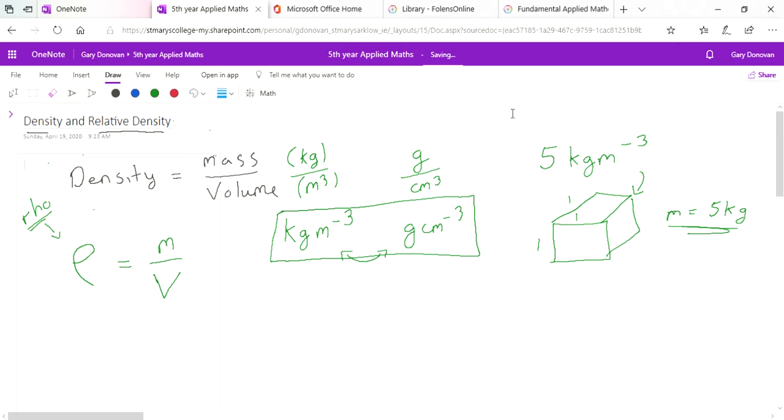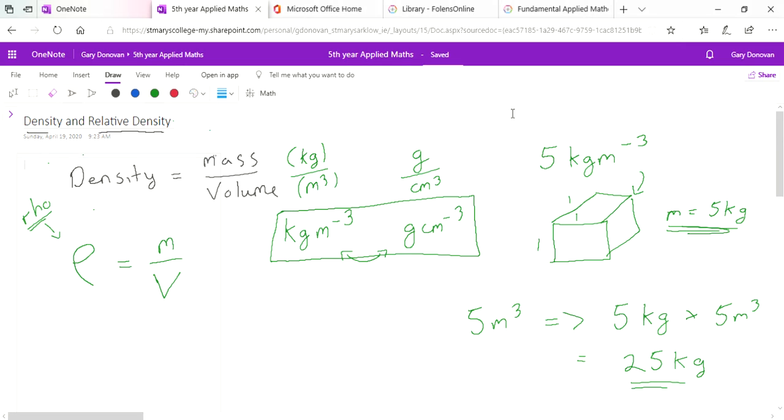So if I asked you, how much would 5 meters cubed weigh? Well, it's not really weigh, but what would be the mass of 5 meters cubed? Well, if 1 meter cubed has a mass of 5 kg, it would be 5 kg multiplied by 5 meters cubed, so it would be 25 kg. That would be the mass of 5 meters cubed. Sorry, this should be 5 kilograms per meter cubed.